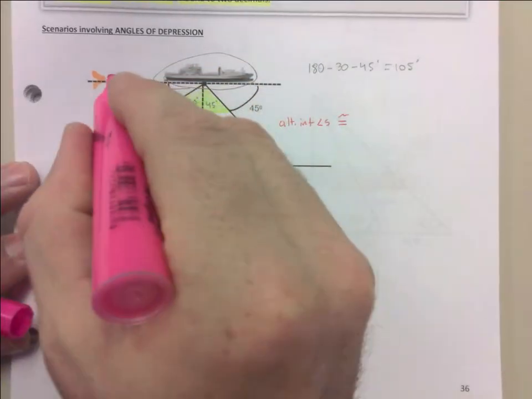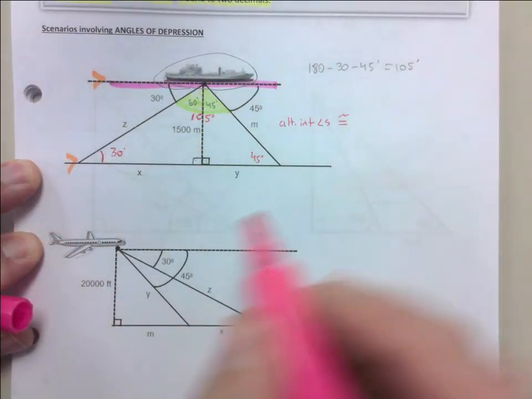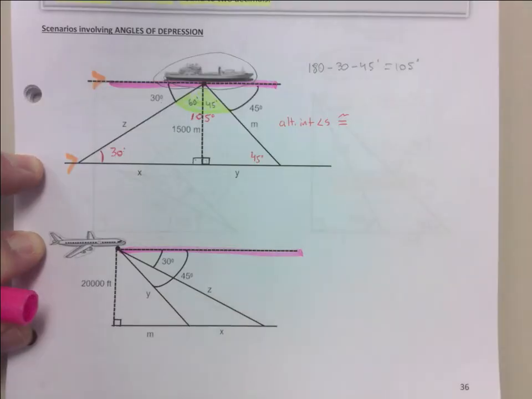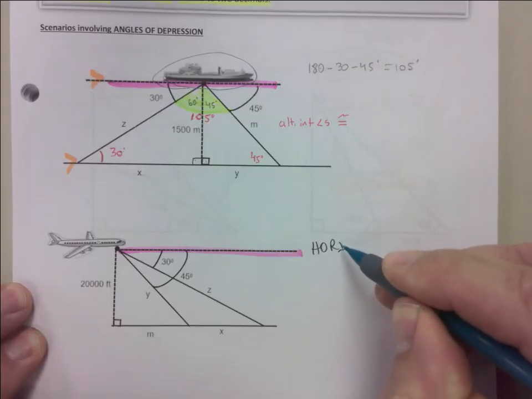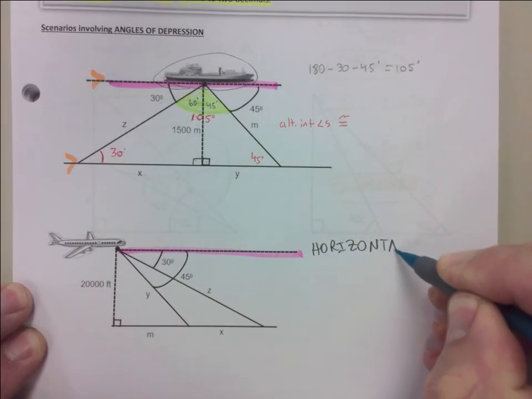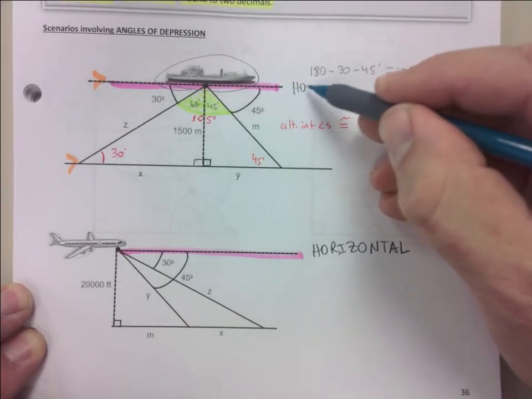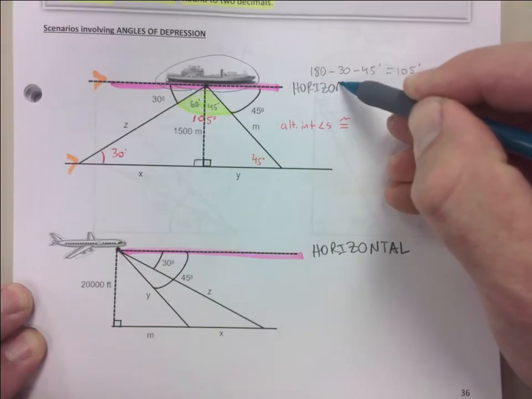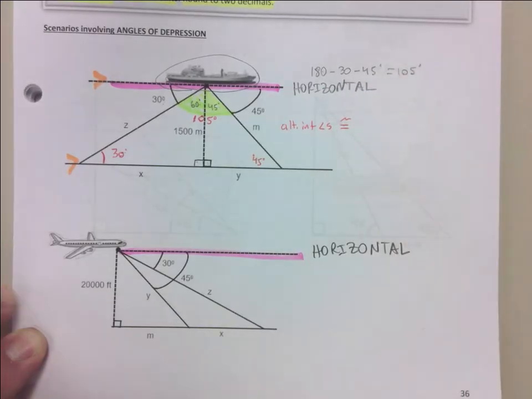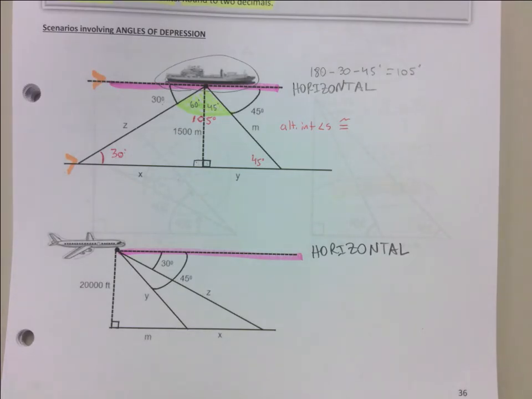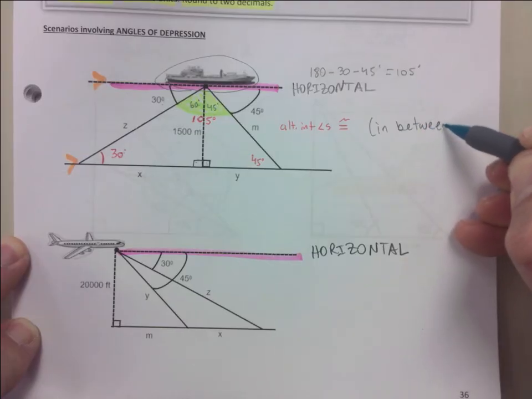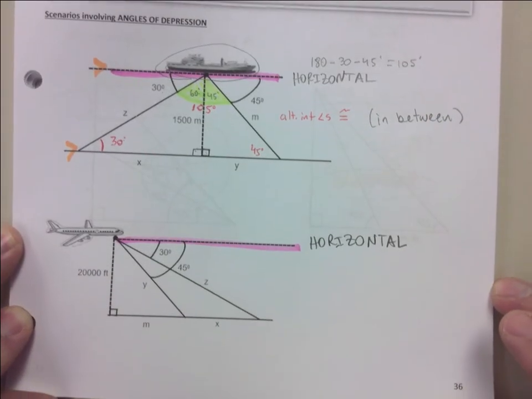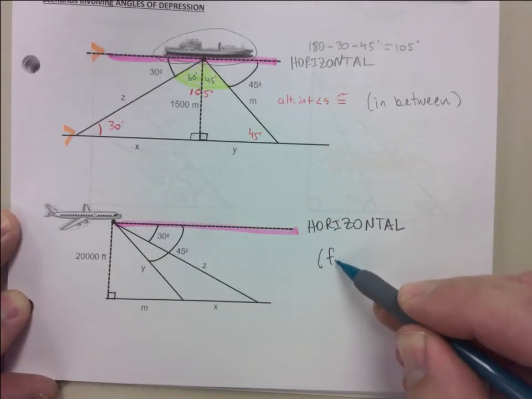Okay. There's that horizontal, right? Always measured with respect to the horizontal. I will also write that here, horizontal. Okay. So that is important for angle of depression. Horizontal, right? You're in between. I'll write this down, in between the 2 sides here from the same point.